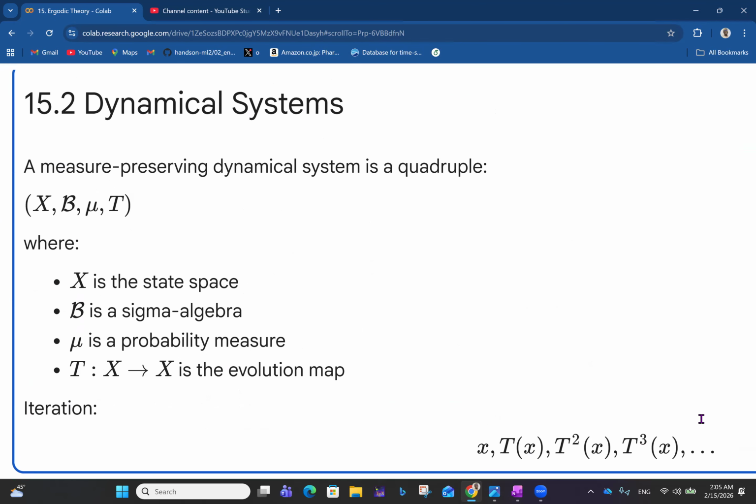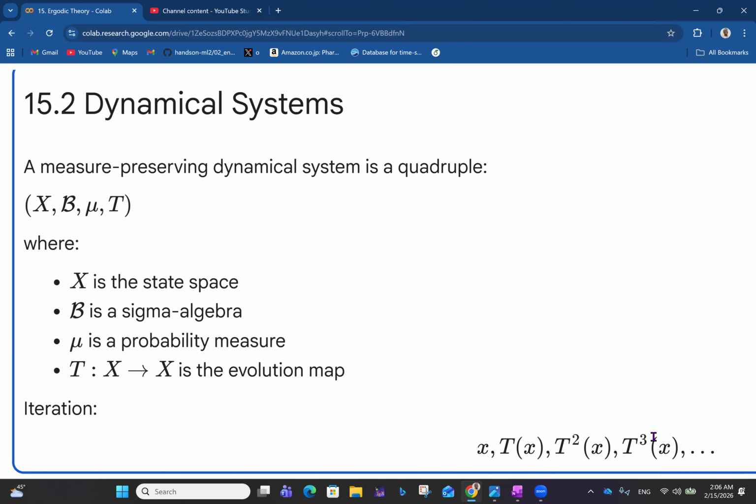Now let's go for it. Of course, as we've been talking about dynamical systems, a measure preserving dynamical system is a quadruple having X, B, mu, and T, where X is the state space, B is a sigma algebra, mu is the probability measure, and T is the evolution map, right? T maps the state space to itself, and it is the evolution map. And then we have iterations like, starting with x, we have T of x, T squared of x, T cubed of x, talking about different time steps like that.